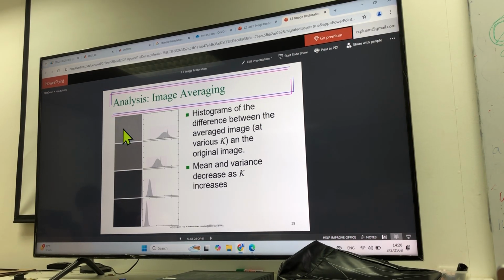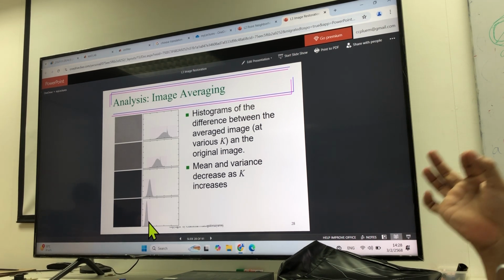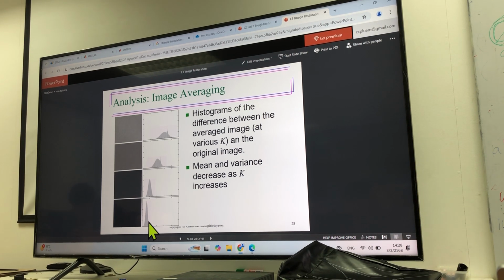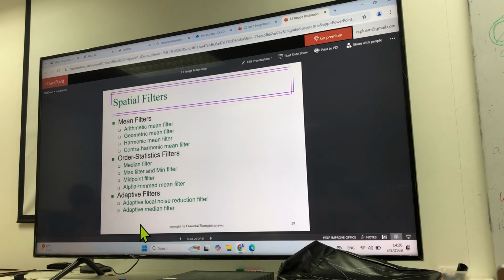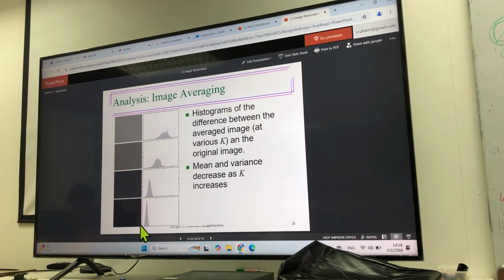And this is the histogram. You can see originally the noise is here, this much. Once you take more averages, the mean of the noise is getting to zero and the variance is getting smaller and smaller. So it's basically moved here, and the mean is 0, the mean of the noise. And that's it, that's just a technique.